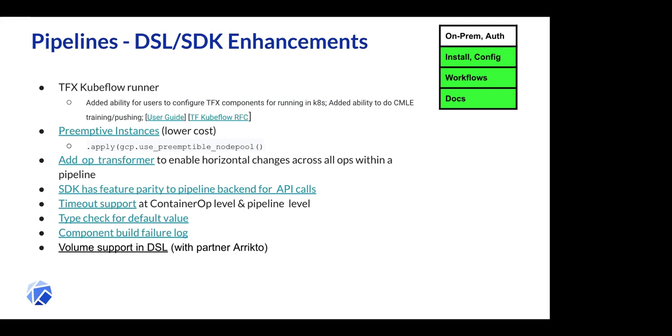And then we also added a type check for default values, as well as exposing the build failure log. The links here again point you to the exact PR so that you can get the details. And there are also screenshots in the PR showing what the actual failure log looks like at the output. So next, I'm going to hand over to Constantinos from Arrikto to talk about the volume support in DSL.